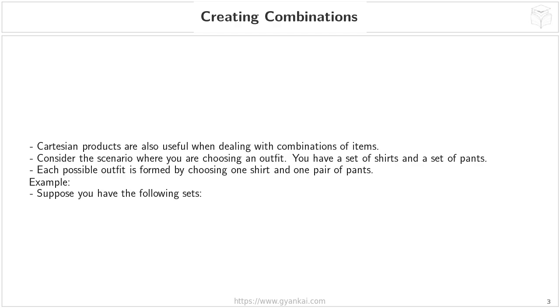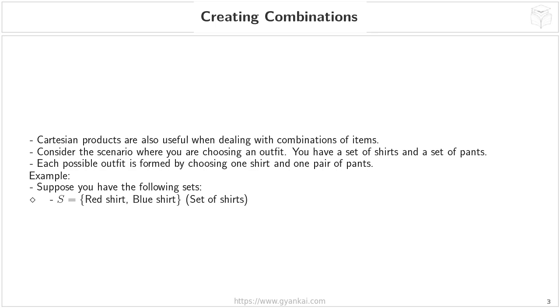Now, to find all the possible outfits, we need to find the Cartesian product of S and P, written as S cross P, remember. The Cartesian product gives us all the possible ordered pairs we can make by taking one element from the first set and one element from the second set. In this case, S cross P gives us the following: (red shirt, jeans), (red shirt, shorts), (blue shirt, jeans), and (blue shirt, shorts). Notice how each of these is an ordered pair, a shirt and a pair of pants.